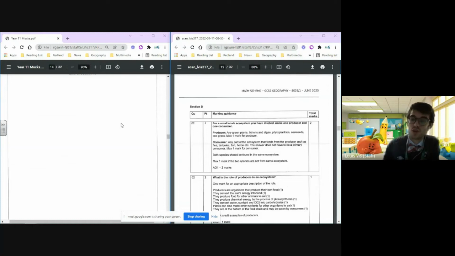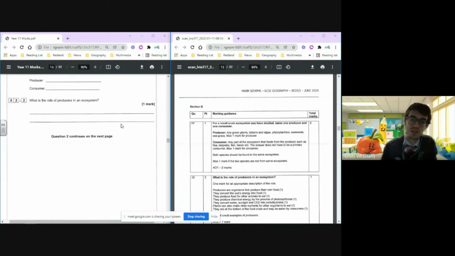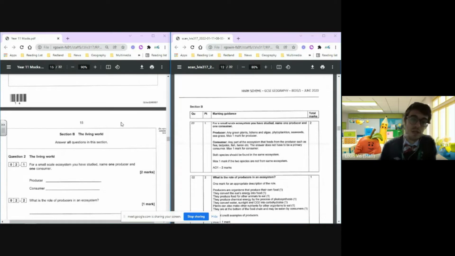Section 2 was on Living World, which was the second unit of paper 1, sorry. And the first question said, name a small-scale ecosystem you've studied. Name one producer, one consumer. Ideally, it'd be good to have them linked, so you could say producer grass, consumer rabbit, or carrot rabbit. But it has to be an example of a species.